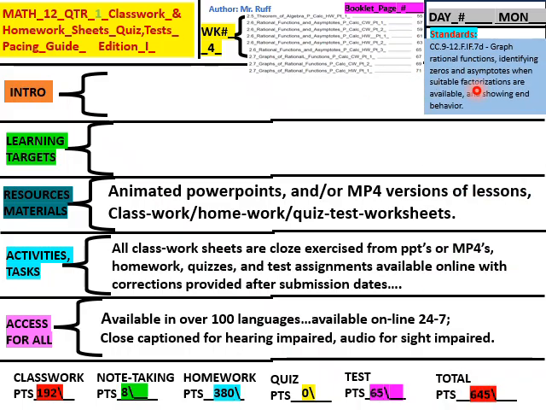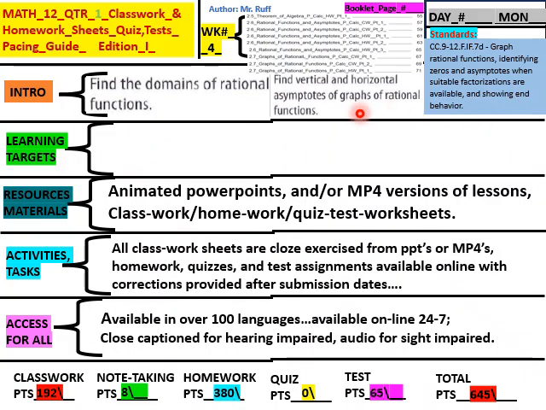And then our predominant standard is F.IF.7d, graph rational functions identifying zeros and asymptotes when suitable factorizations are available and showing end behavior. So that's what we're focusing on here in week 4.